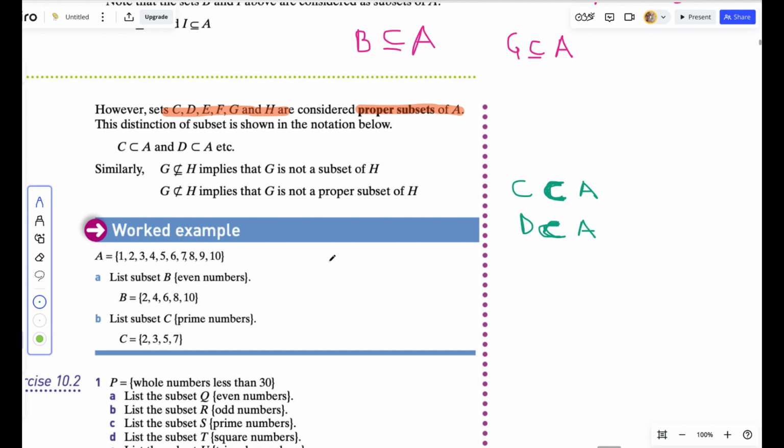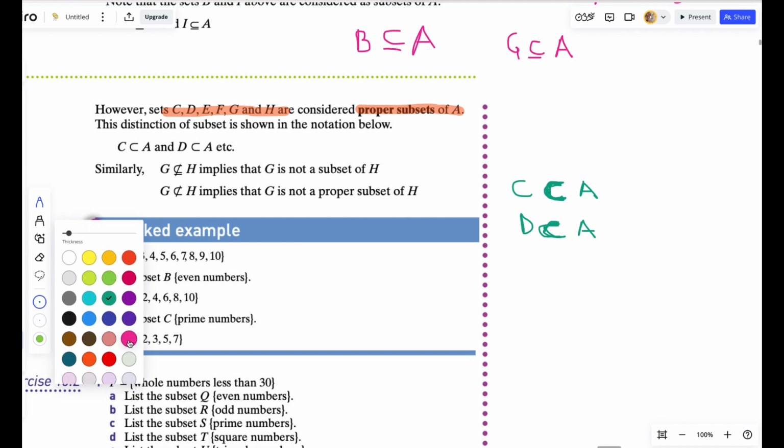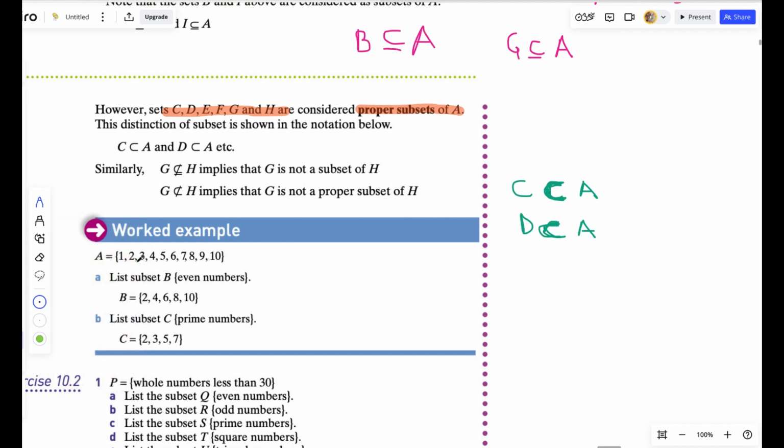Now let's take a look at an example to see how far we can go with this, and let's be fast. Set A is 1, 2, 3 to 10. List subset B, even numbers. So subset B will be all the even numbers from 1 to 10, starting with 2, 4.